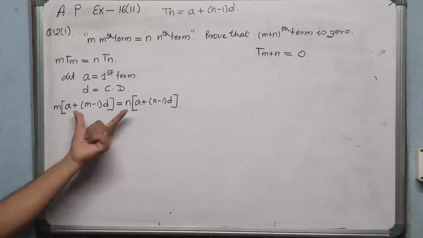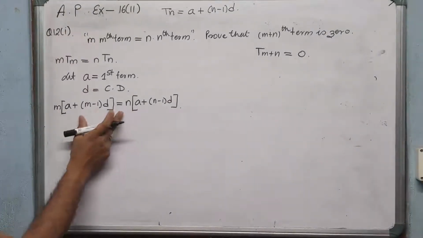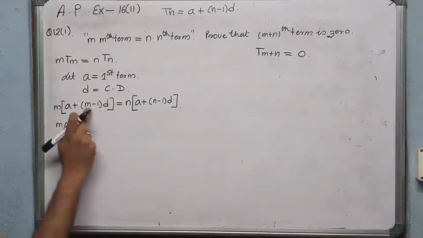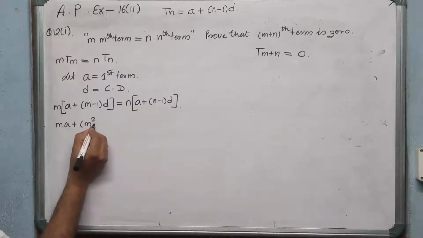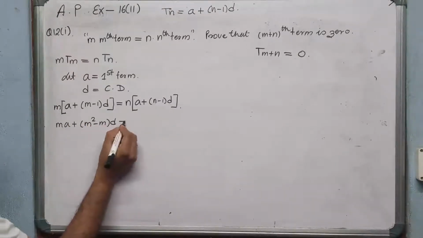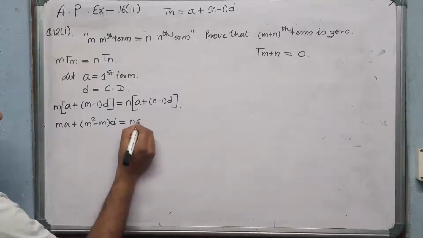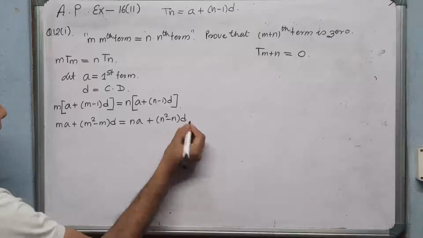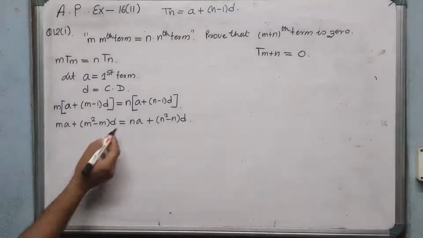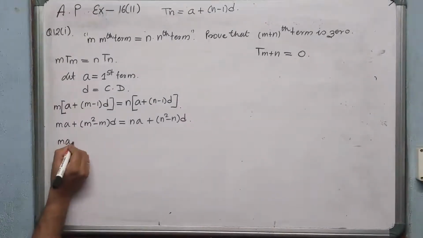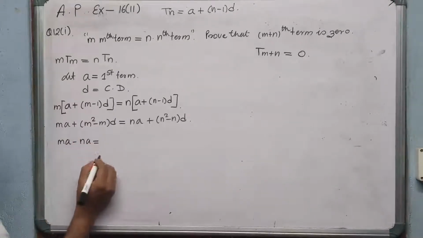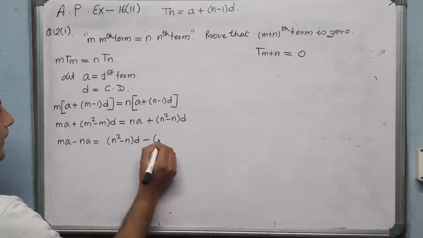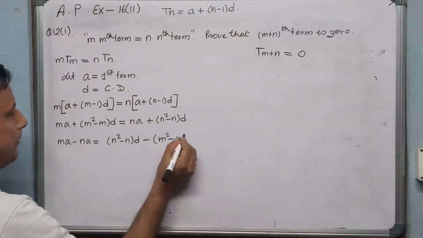Then I'll try to calculate the relationship between a and d from this relation. Now I'll open this bracket. It will be ma plus (m square minus m) into d, equal to na plus (n square minus n) into d. Now I'll bring the like terms on one side, the a quantity on one side: ma minus na is equal to (n square minus n) d minus (m square minus m) d.